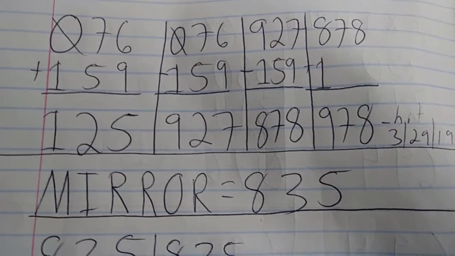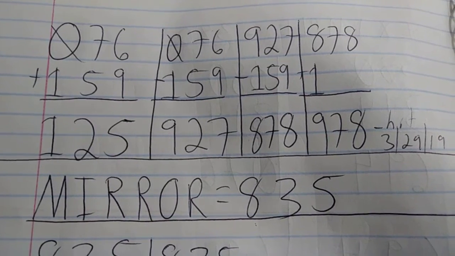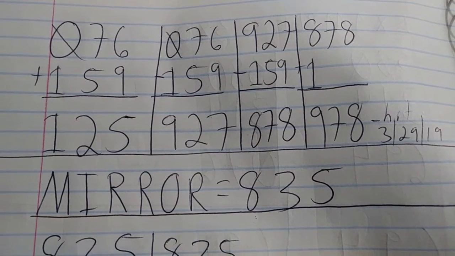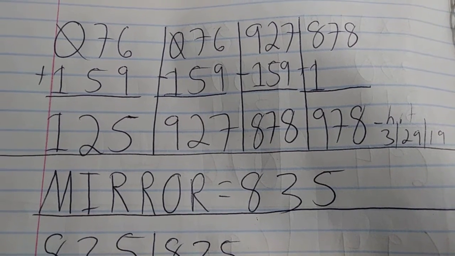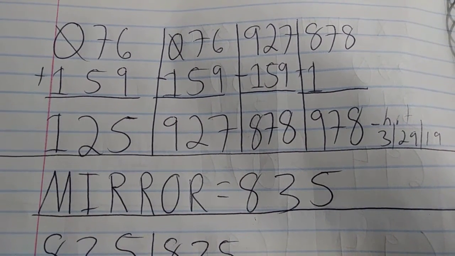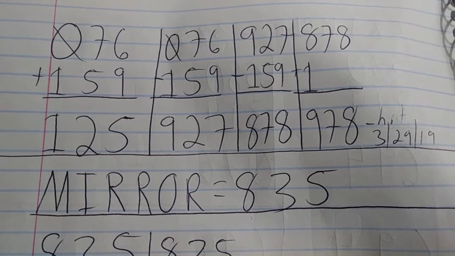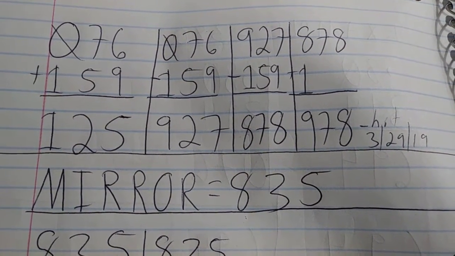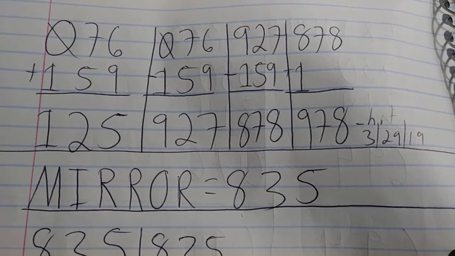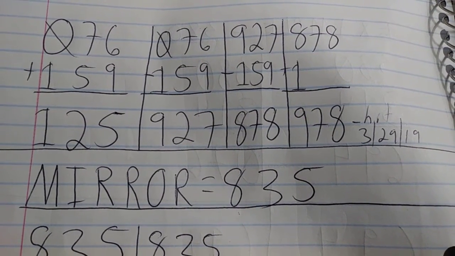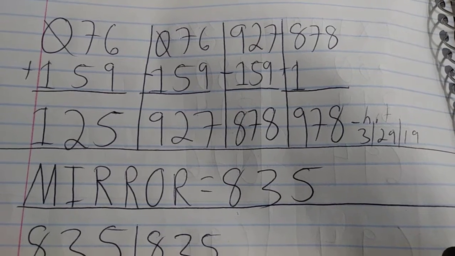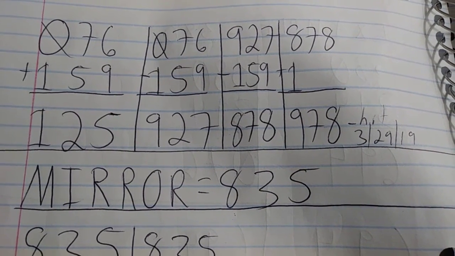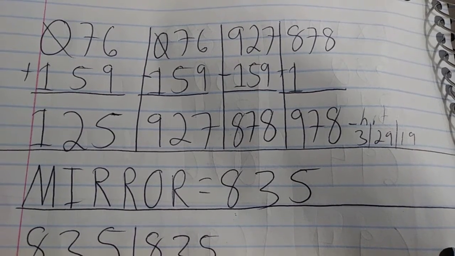Okay, and then on this part, you're just going to add 159 to 076. 0 plus 1 is 1. 7 plus 5 is 12, or 2. 6 plus 9 is 15, or 5. You're going to subtract off 159, so 10 minus 1, which is 9, 7 minus 5, which is 2, and 16 minus 9, which is 7.